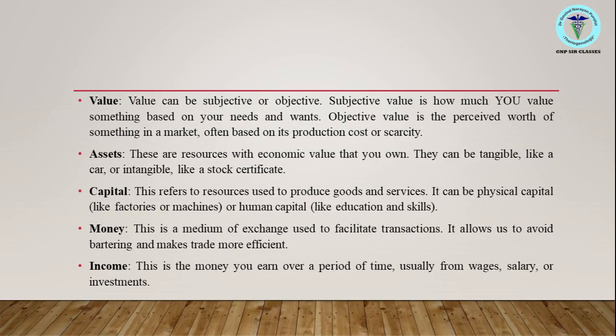Capital. This refers to resources used to produce goods and services. It can be physical capital, like factories or machines, or human capital, like education and skills. Money. This is a medium of exchange used to facilitate transactions. It allows us to avoid bartering and makes trade more efficient. Income. This is the money you earn over a period of time, usually from wages, salary, or investments.